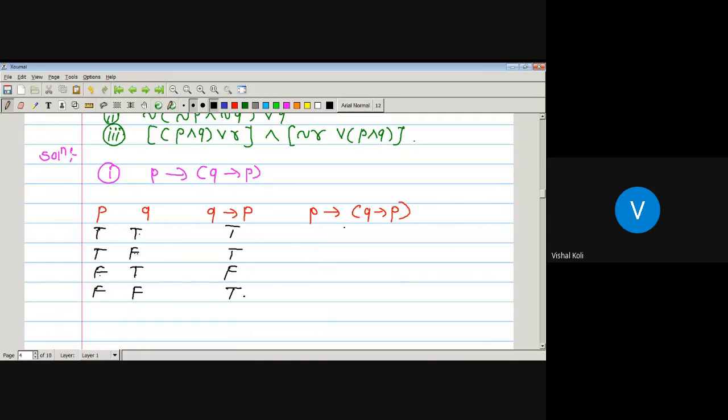Now P conditional Q conditional P. Here our P and this one Q conditional P. Again by the definition, P conditional Q is false if and only if P is true and Q is false. So here there is no possibility of P is true and Q conditional P is false. True, true, again true. Here false, true. This false, this true, again true. So all the truth values in this last column are true. Okay. Now second one.